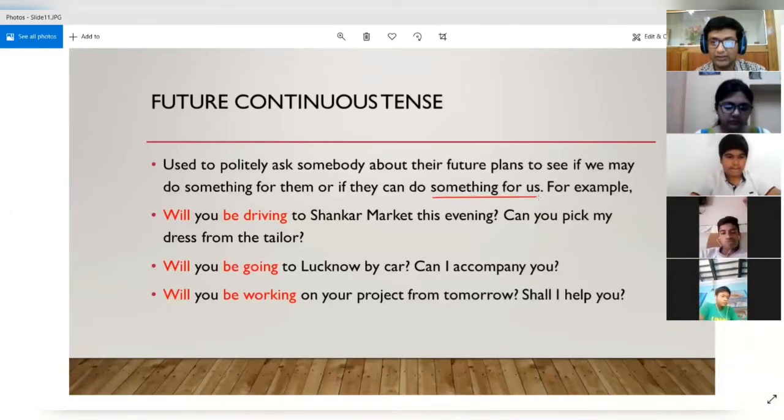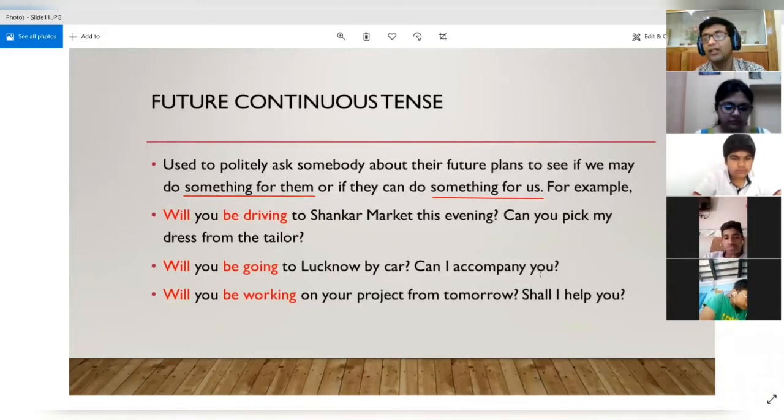So it is either something for us or we can do something for them. So we are politely asking them. If you see the second example, will you be going to Lucknow by car? Can I accompany you? So I am asking to give me a lift, right, to Lucknow. So here also you can see it. We are asking the person to do something for us.